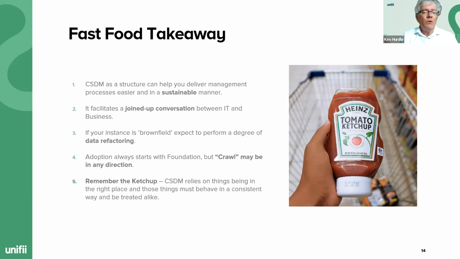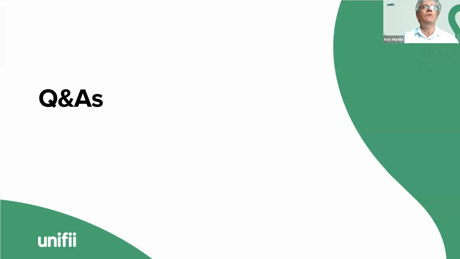And as I say, point 4 here reiterates the fact that you start in foundation, but you can go in different directions. Lastly, remember the catch-up. CSDM relies on things being in the right place with common naming convention, and it needs to be treated alike. Fast food takeaway. So hopefully I've given you some snippets, some gotchas, some things to think about, how you can make your CSDM implementation successful, and what you might need to do to align your current implementation to CSDM. Lots of snippets. So let's move to Q&A.